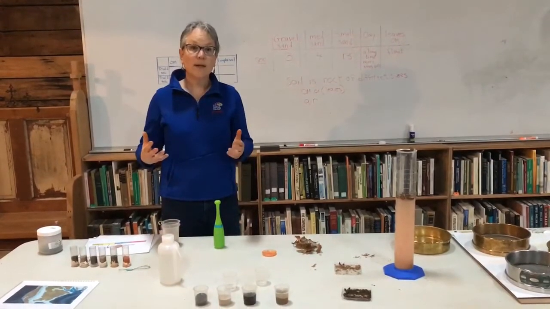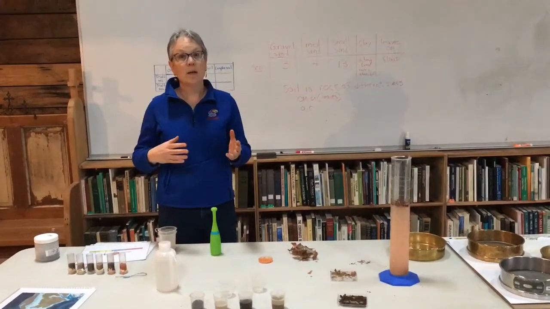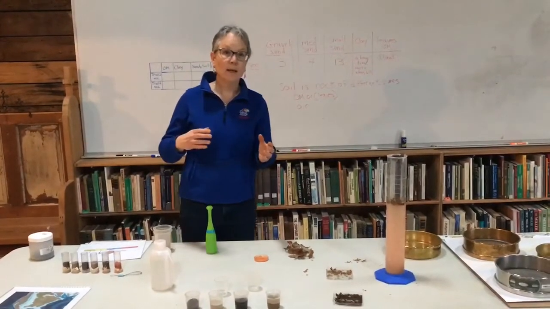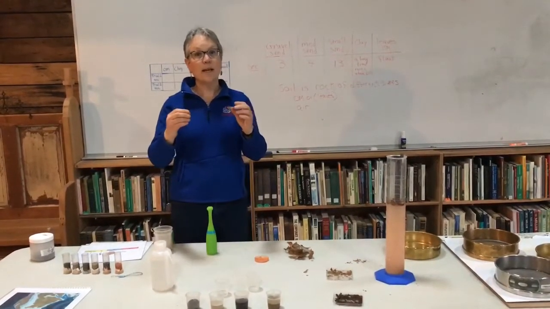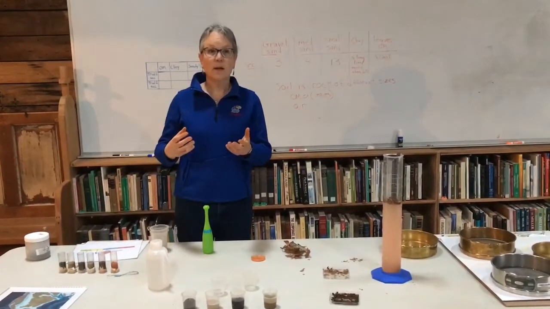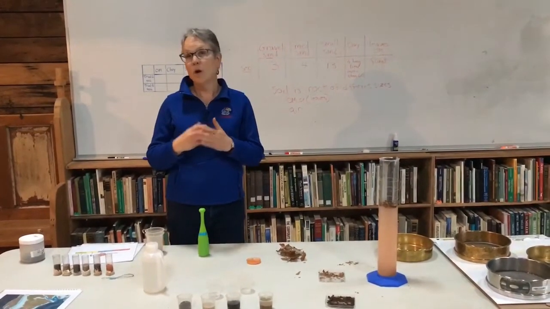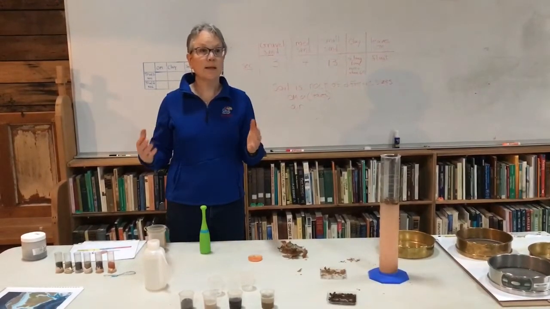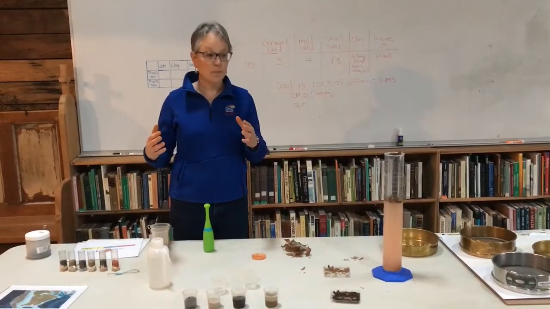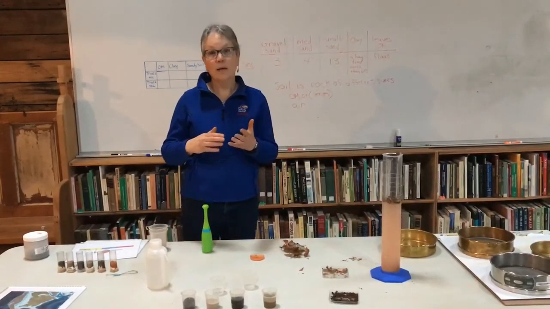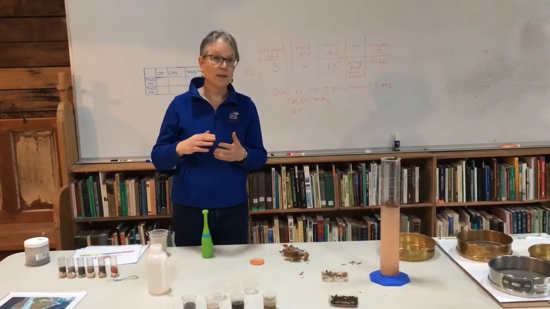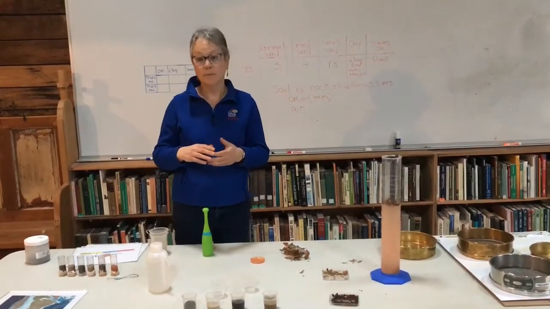So soils have different amounts, depending on where you are, of sand or clay, or larger particles of sand, or smaller particles of sand, or silt. So all over the world, we can identify the texture of soils based on how much organic matter, sand, silt, and clay are in the soils that we're looking at.